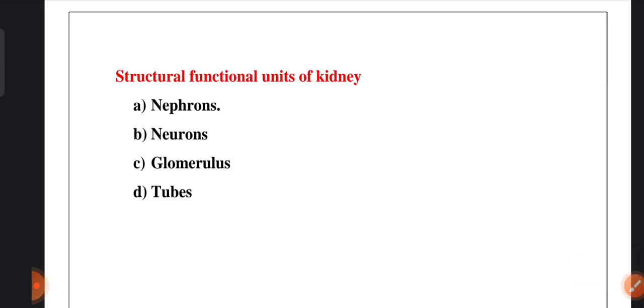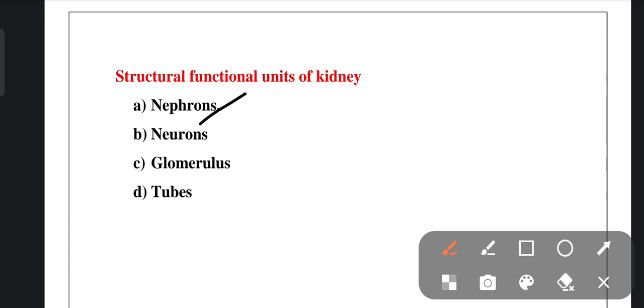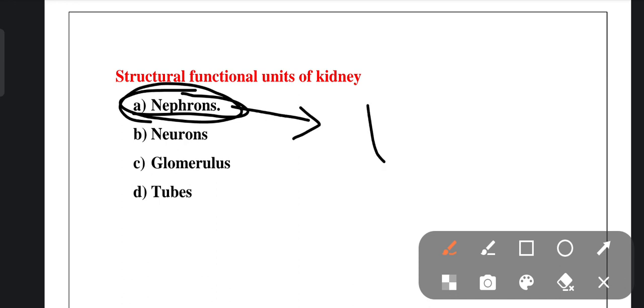Next question is the structural functional unit of the kidney. Which are called the structural and functional units of the kidney? Options are nephrons, neurons, glomerulus, and tubes. The right one is the nephron. So nephrons are present in the kidney. That's the reason we call nephrons the structural and functional unit of the kidney.